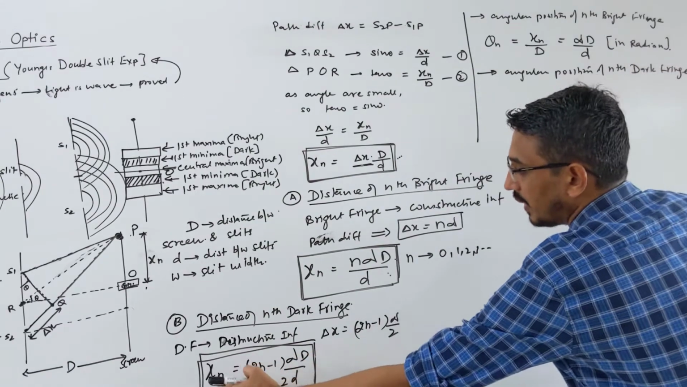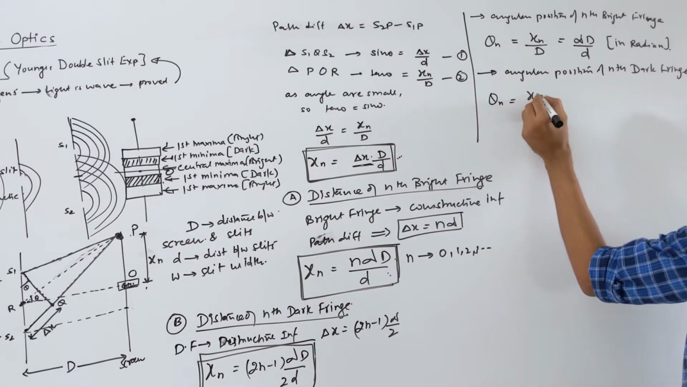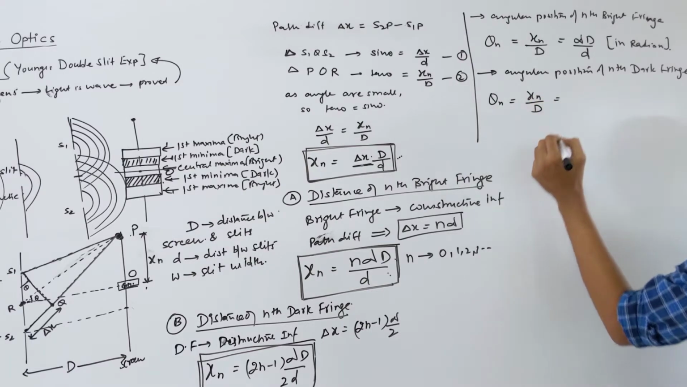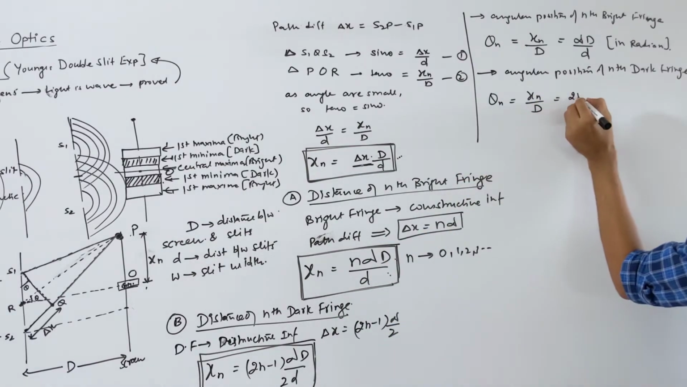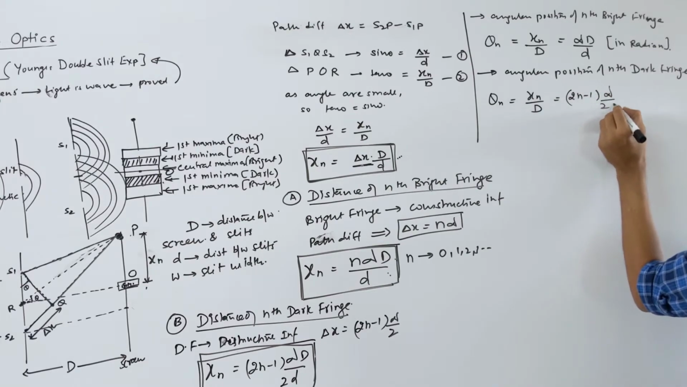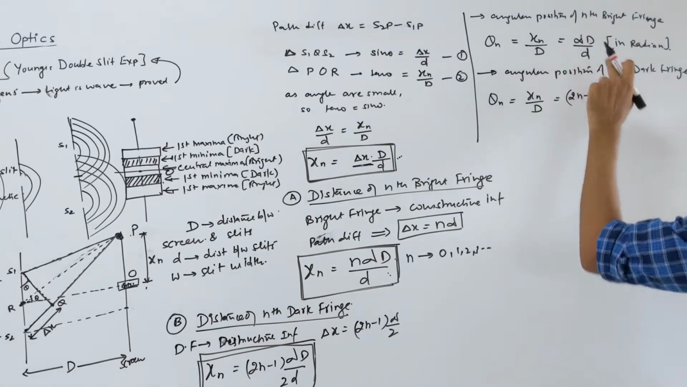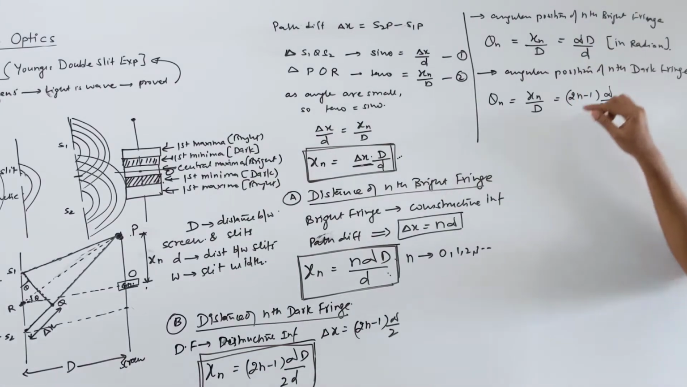Just bring d down there. What is the answer? Angular position of the nth dark, xn by d. This is one way, but the main formula will be that one: (2n minus 1) lambda by 2d. This will be the position. Okay, so I wrote here a little wrong. Hope you can understand what I wrote wrong.